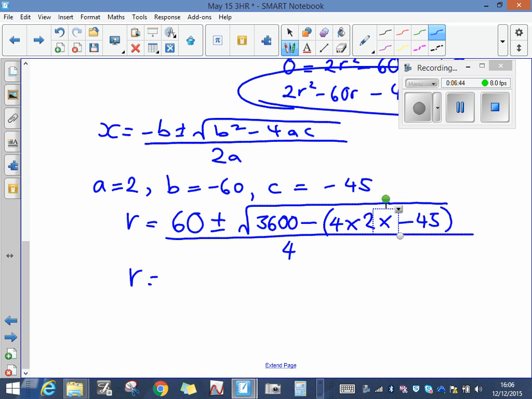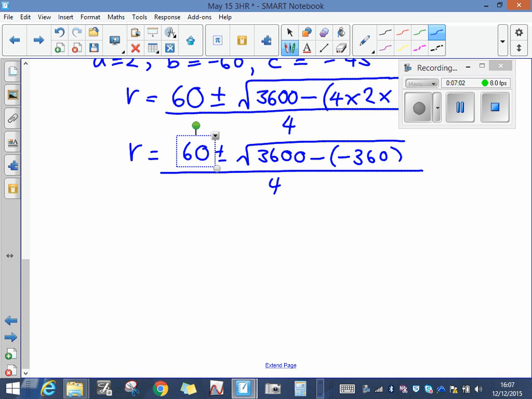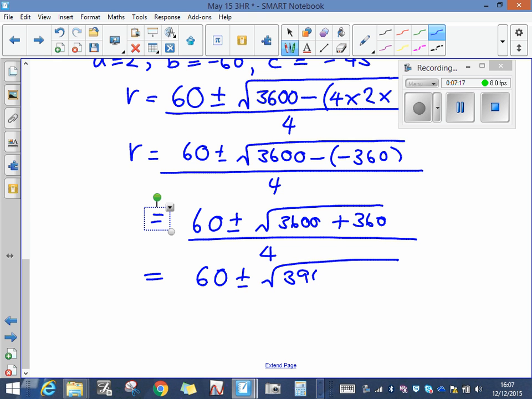Okay, let's keep going. So r is equal to 60 plus or minus the square root of 3,600. Now it's going to be minus a negative number, and this comes out as 360. So 4 times 2 times minus 45, so that's minus 360, divided by 4. If we keep going, it's 60 plus or minus the square root of 3,600 plus 360, divided by 4, which is 60 plus or minus the square root of 3,960, divided by 4.